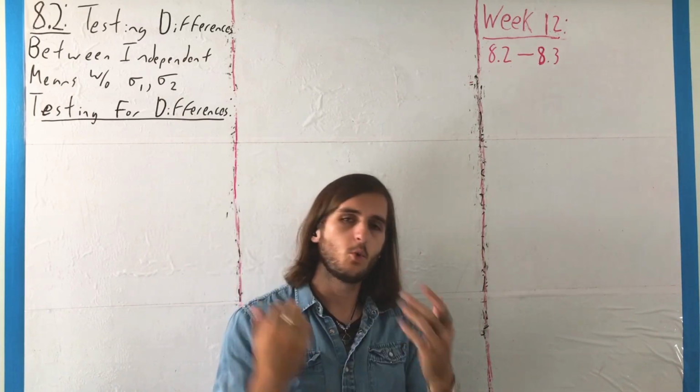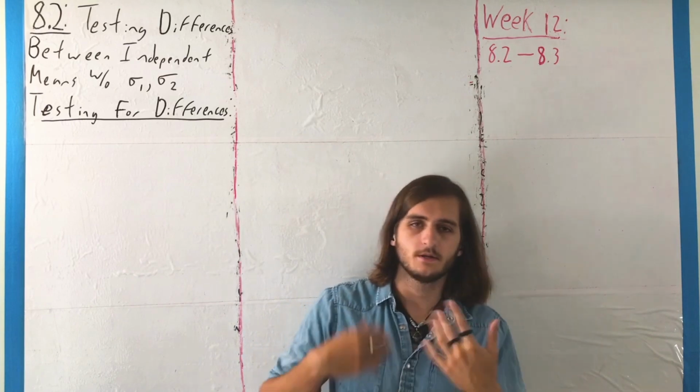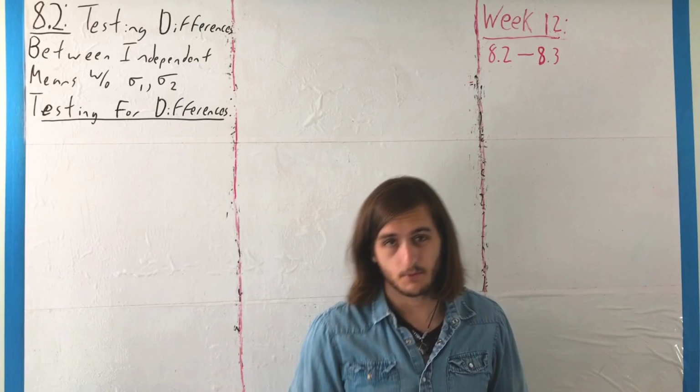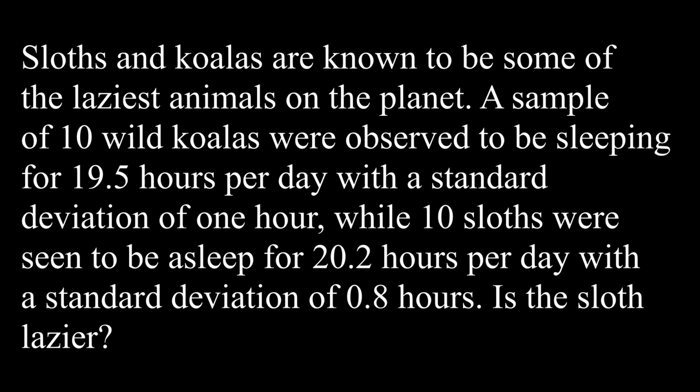And we'll see another quick example, a little light example as well, to keep building that connection, keep building that intuition for why we're interested in this kind of problem. So for this example, we have that sloths and koalas are known to be some of the laziest animals on the planet. A sample of 10 wild koalas were observed to be sleeping for 19.5 hours per day, with a standard deviation of 1 hour, while 10 sloths were seen to be asleep for 20.2 hours per day, with a standard deviation of 0.8 hours. And what we want to see is if the sloth, based on these samples, is the lazier animal.